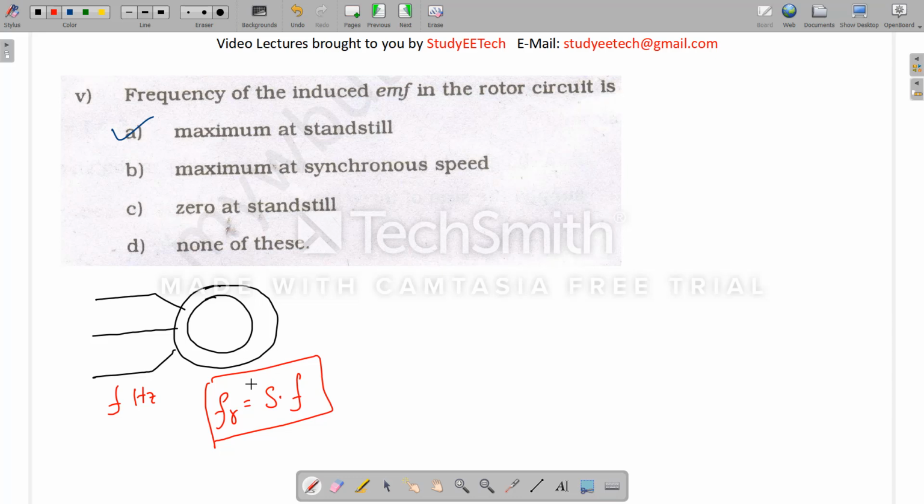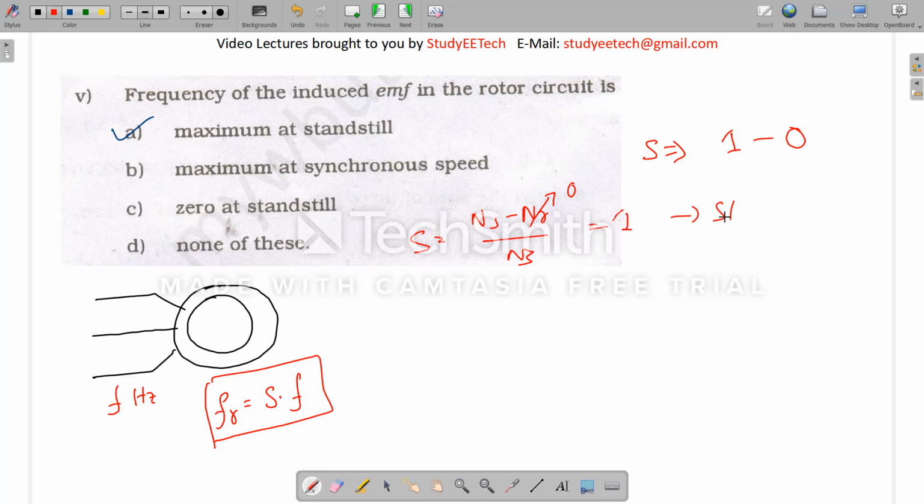So what we got: the rotor frequency is slip times the supply frequency, so sf. Okay, so what is being asked here is when this rotor frequency will be maximum. Look, s equals ns minus nr by ns. So when will s be maximum? The value of s varies from 1 to 0. It is equal to 1 when nr equals 0, so ns by ns equals 1.